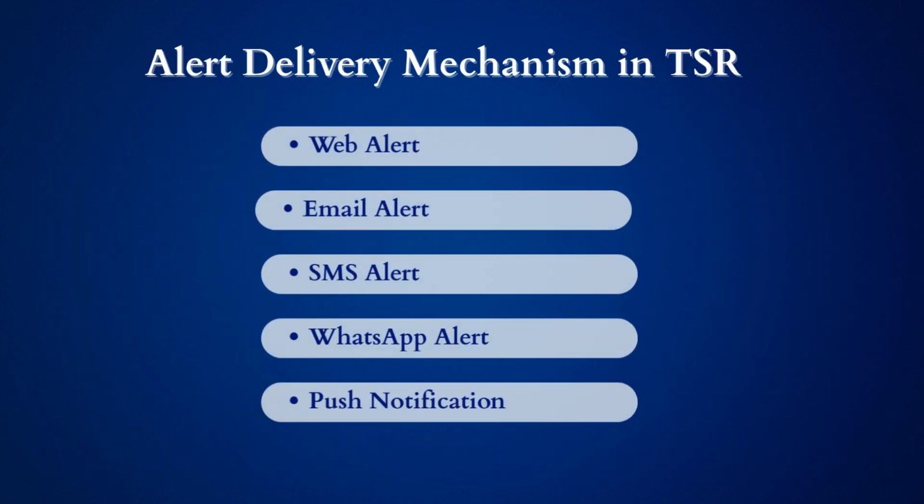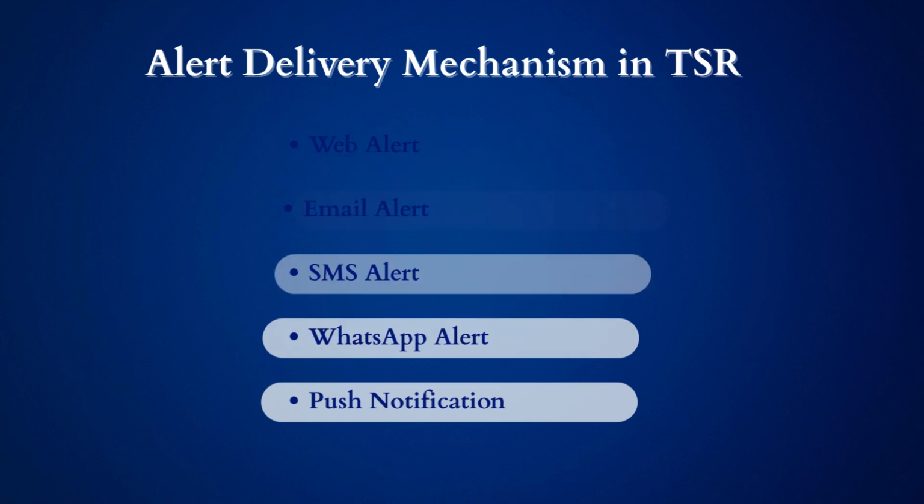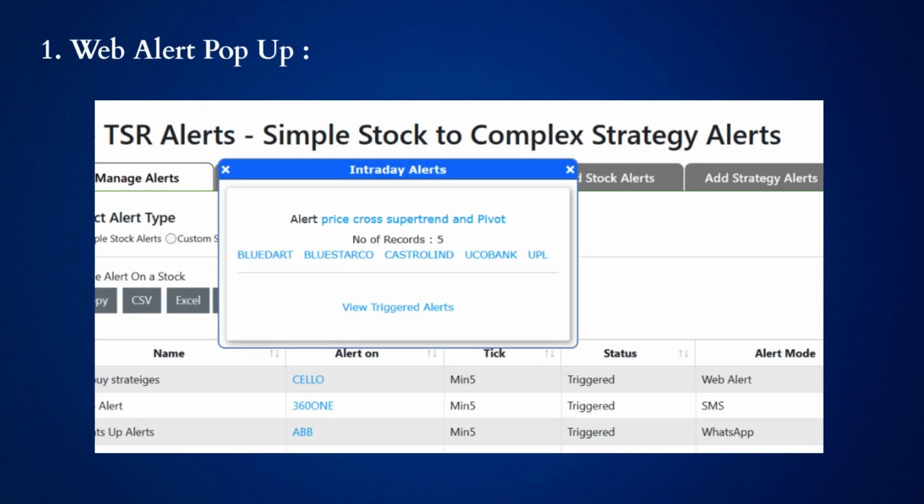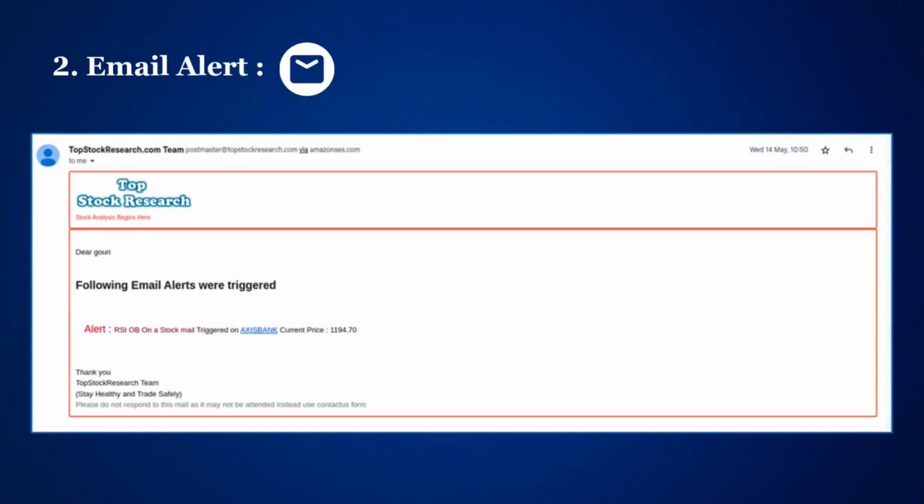What are the alert delivery mechanisms in TSR? 1. Web alert. Receive alerts as pop-ups on the TSR website. Even if you are offline, you can view them later in the Alert tab. 2. Email alert. Get alerts sent directly to your registered email ID. Stay informed about market movements and trends without needing to log into the platform.